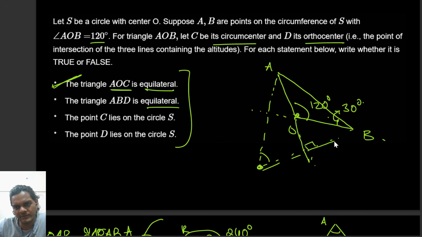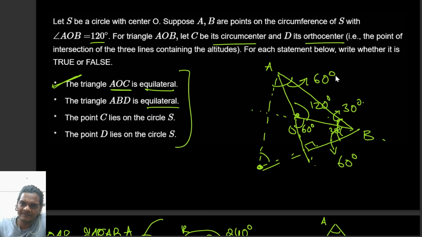So let's make a firm triangle. If this is 120 and this is this, so this has to be 60 degrees. So this is also 30 degrees. So this total angle is 60 degrees. Similarly, this angle is also 60 degrees. So this will also be 60 degrees. And this is D, by the way. So yeah, therefore ABD is also an equilateral triangle.